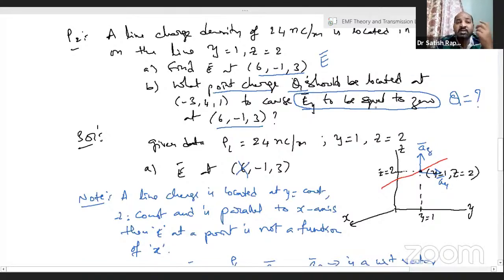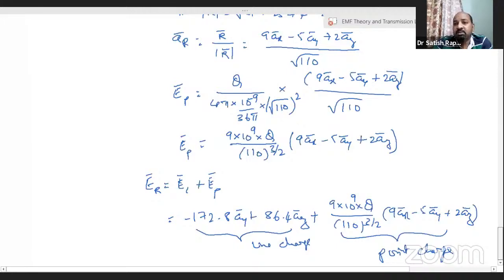Ey equal to 0 in the sense what? Y component of electric field should be equal to 0. If the Y component is equal to 0, what should be the Q value? That is what he's asking, right? So therefore here, and this is very simple.